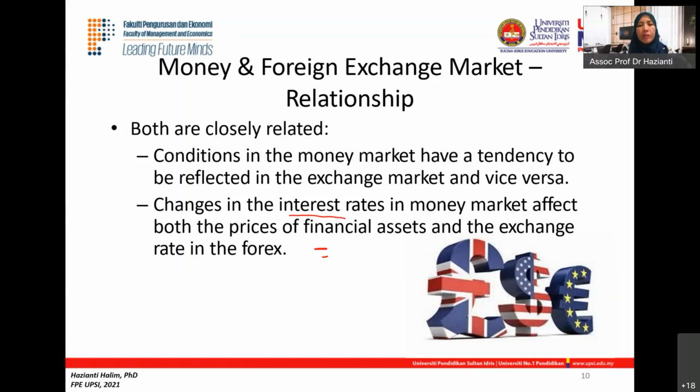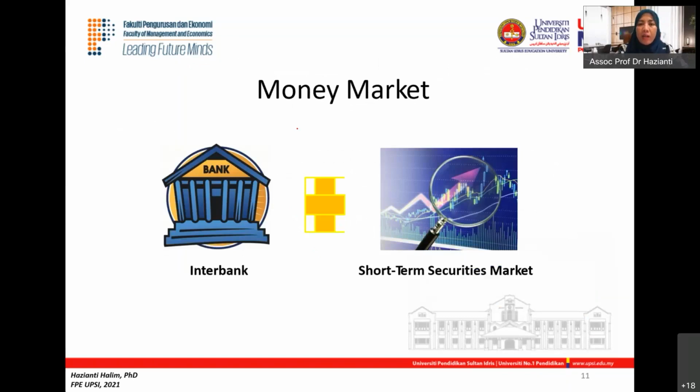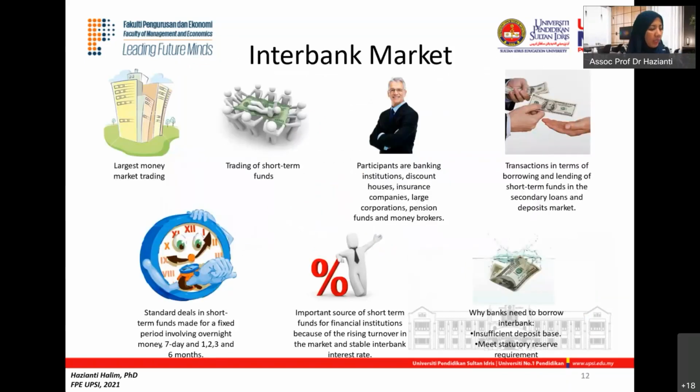Right, so let's look at the first one, money market. Alright, for the money market we have two elements. One is interbank, another one is the short-term securities market. Alright, the first one, interbank. When we talk about the interbank market, between banks, they are the largest money market trading of short-term funds, right? So the participants are banking institutions, discount houses, insurance companies, large corporations, pension funds, and also money brokers.